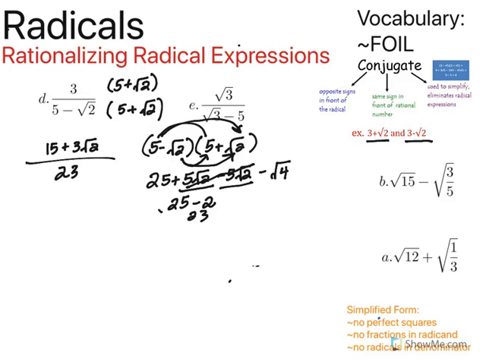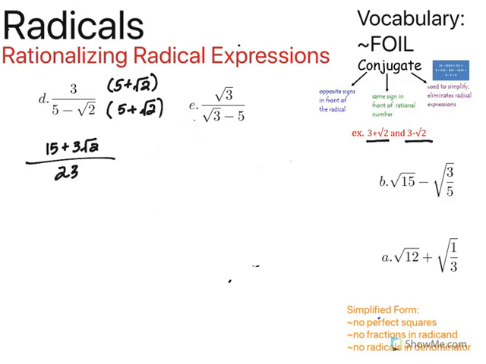Now let's look at the next example. So here we have the square root of 3 over the square root of 3 minus 5. Now be careful here because notice where the radical is at. When we multiply by the conjugate, remember that we're taking the opposite of the sign in front of the radical. So instead of positive square root of 3, we're going to have a negative square root of 3. And we're keeping the sign in front of the rational number the same. So if I had minus 5, I still need to have minus 5.